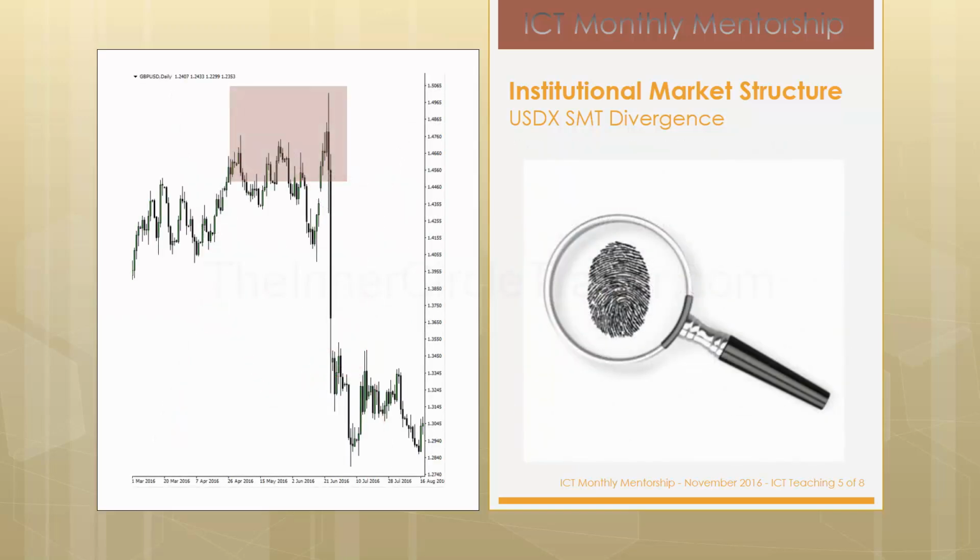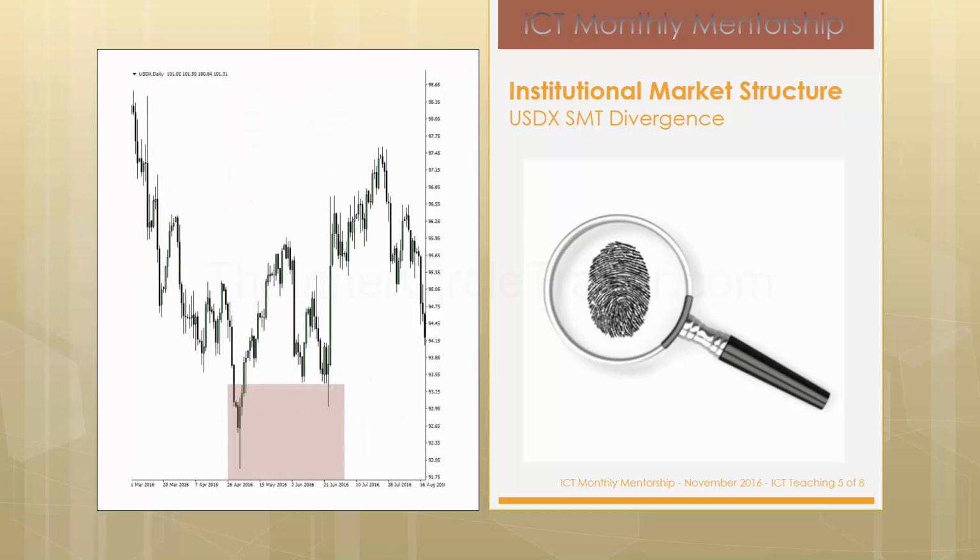Okay, so let's take a look at a case study here. What does this look like in price? We're looking at a daily chart of the British pound USD, or as we call it, the cable. And notice the highs in here. We have a higher high formed in pound dollar. This is around the end of April going into mid-June of 2016. In the same time frame, we see the dollar index making a low in the April time period going into mid-June.